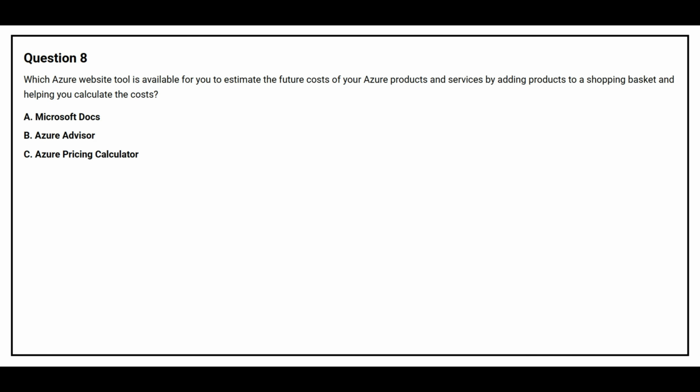Question number 8. Which Azure website tool is available for you to estimate the future cost of your Azure products and services by adding products to a shopping basket and helping you calculate the cost? Option A, Microsoft Docs. Option B, Azure Advisor. Option C, Azure Pricing Calculator. The correct answer is option C, Azure Pricing Calculator.